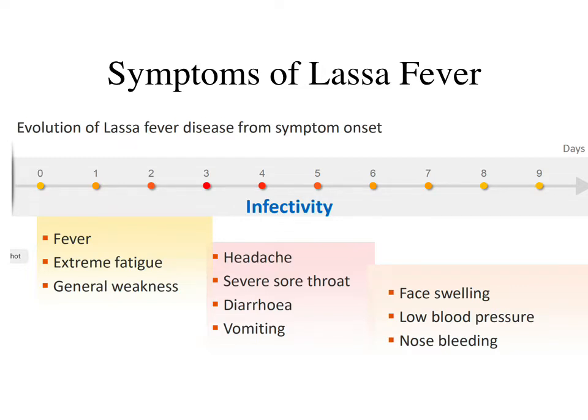Also, respiratory distress, vomiting, facial swelling, pain in the chest, back, and abdomen, and the patient may even go into shock. Neurological problems have also been described, including hearing loss, tremors, and encephalitis. Death may occur within 2 weeks after symptom onset due to multi-organ failure.